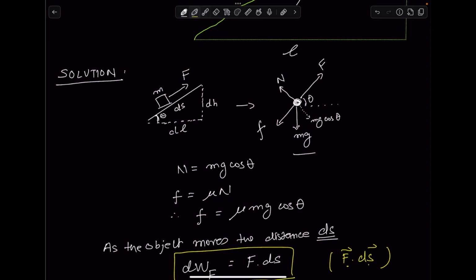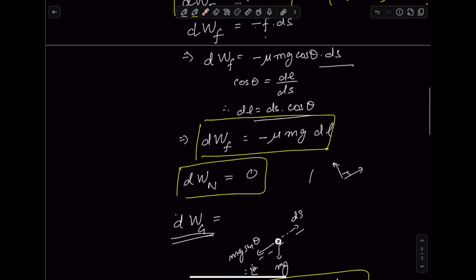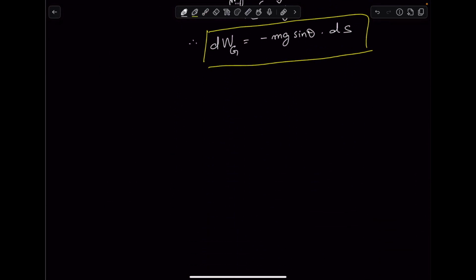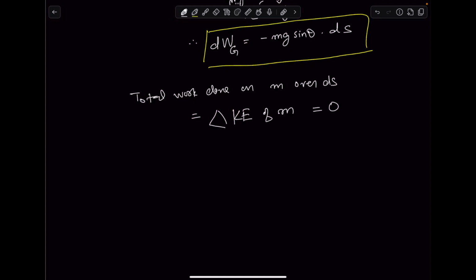All right, consider this object as the system under investigation over this movement. Then the total work done on this object is equal to the change in kinetic energy of the object. So total work done on m over ds equals change of kinetic energy of m, which is 0 because we are told that the object is moving slowly, there is no acceleration. So we are going to say that change in kinetic energy is 0.